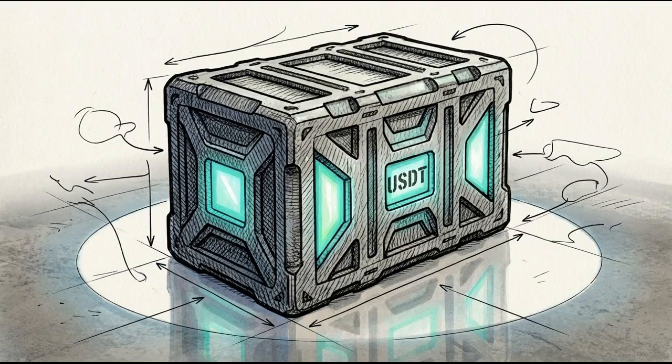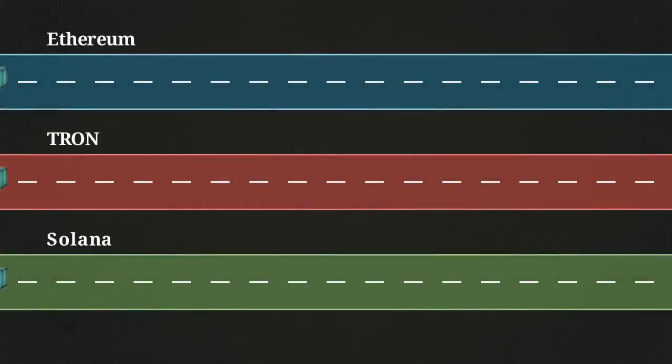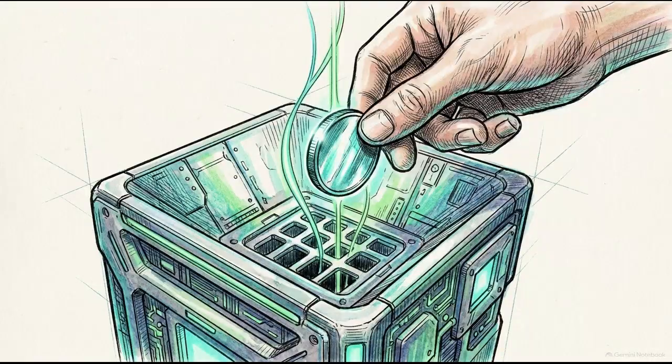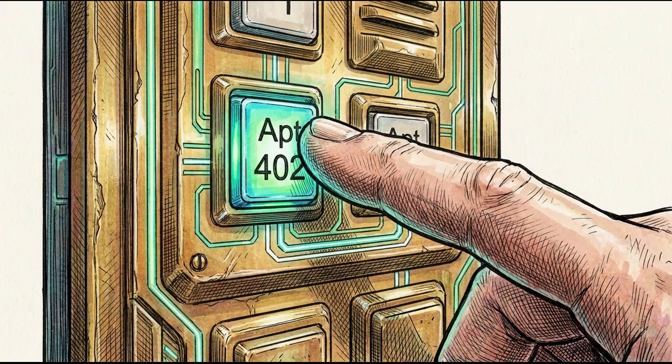Think of USDT purely as standardized cargo. Blockchains like Ethereum, Tron, and Solana are the physical highways that transport it. These highways run completely parallel to one another and never naturally intersect. To safely move this cargo, you only need to master 3 logistical phases: selecting your highway, paying the local toll, and pinpointing the exact delivery door.